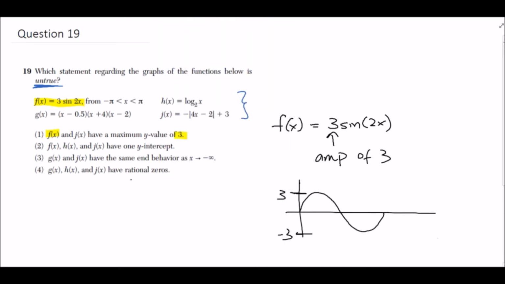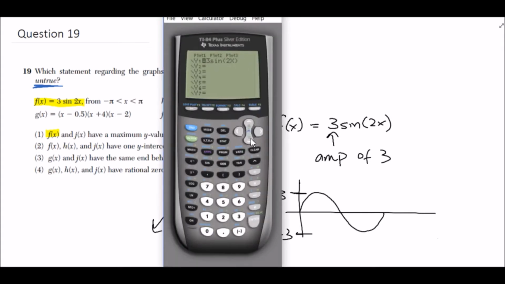So that one works. Let's take a look at j of x. Now, this is an inverted absolute value function, so it's going to look something like that. And this would be the maximum value. Well, think about this. The absolute value itself has a minimum value of 0. So because it's negative, the maximum value of that would be 0, and then we've shifted it up 3 units. So the maximum of that would indeed be 3, and again, we can just graph this.